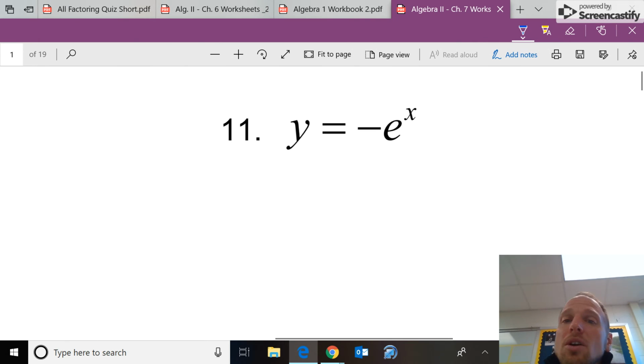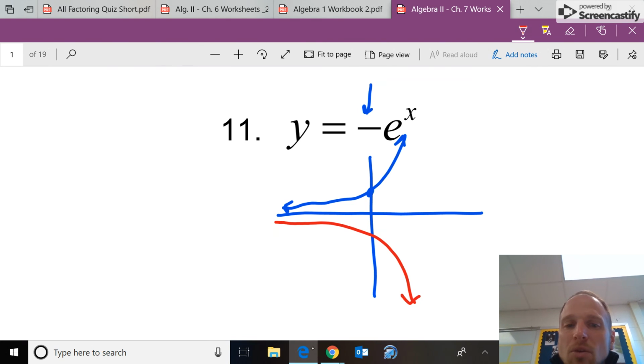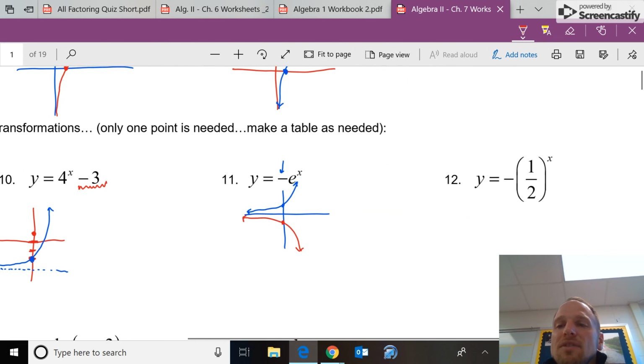If you look here, we can sketch this. First, let's do our parent function. Parent function is looking like that, right? But since we have a negative, that's going to flip it over the x-axis, right? So this just flips it upside down. So if the blue is our parent function, the red is going to be what this one looks like. All right? So pretty easy stuff, not bad.